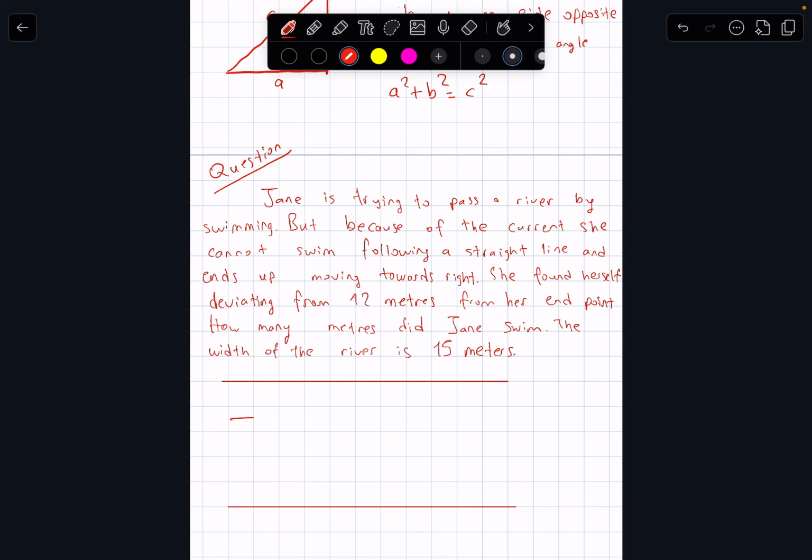Okay, so in this way the current is coming, right? From left to right, because she found herself, she was in here, right? She wanted to go this way, but she found herself, let's say here. Okay, this is her new destination point. She wanted to go this way, and she deviated how many meters? 12 meters, okay?